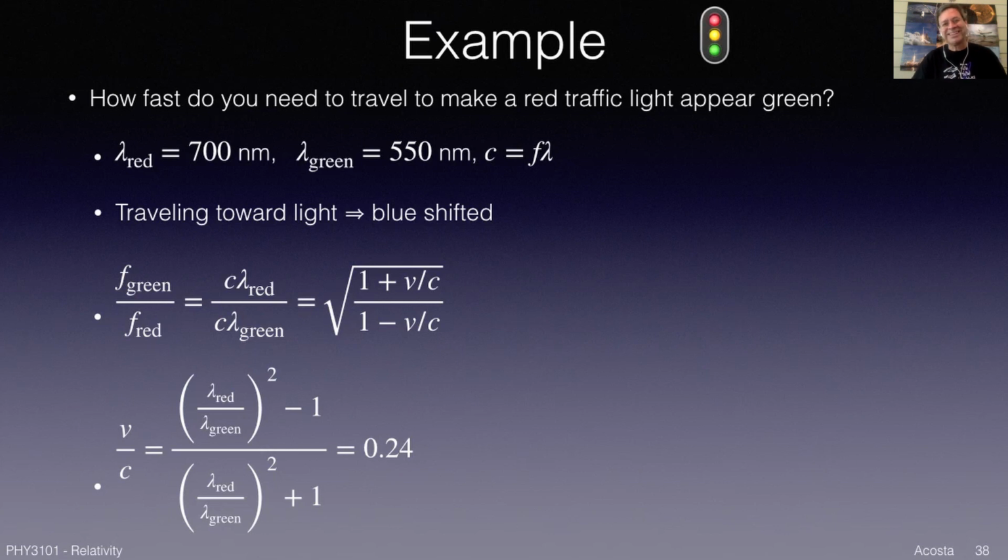In other words, if you want to travel fast enough so that the red light in a traffic signal looks green to you, you need to go at 24% the speed of light. But if you do, you have a legitimate excuse. You can say, sorry, officer, the light looked green to me. And you would be correct. All right, that ends this lecture on the electromagnetic Doppler effect.